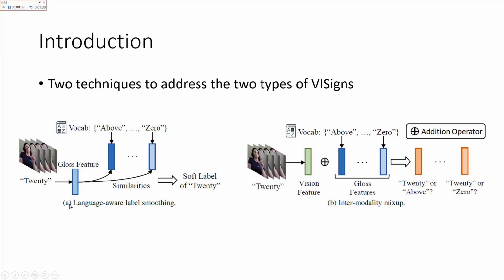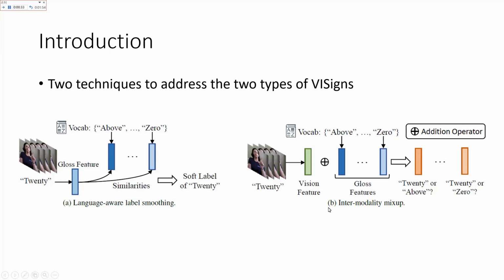First, for VI signs with similar semantic meanings, we think that assigning hard labels to them may hinder model training. So we propose a language-aware label smoothing, which assigns biased smoothing weights to VI signs, considering the gloss similarities.